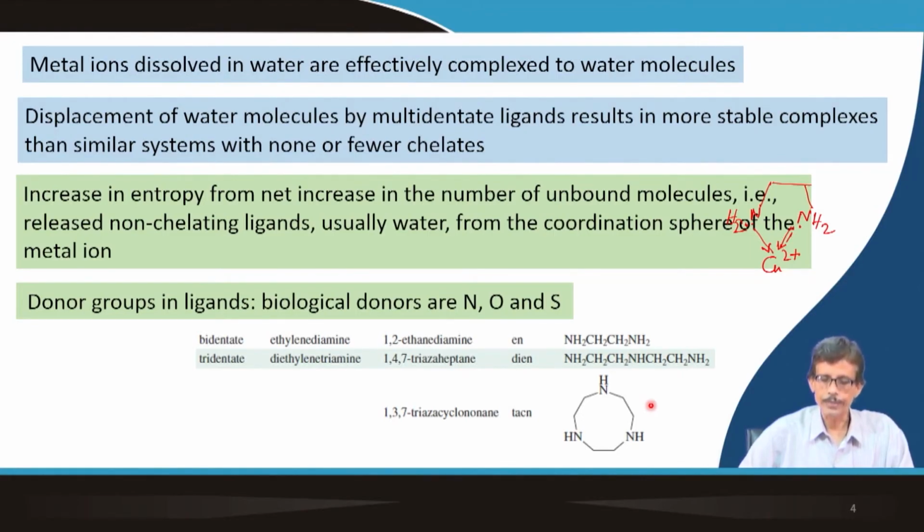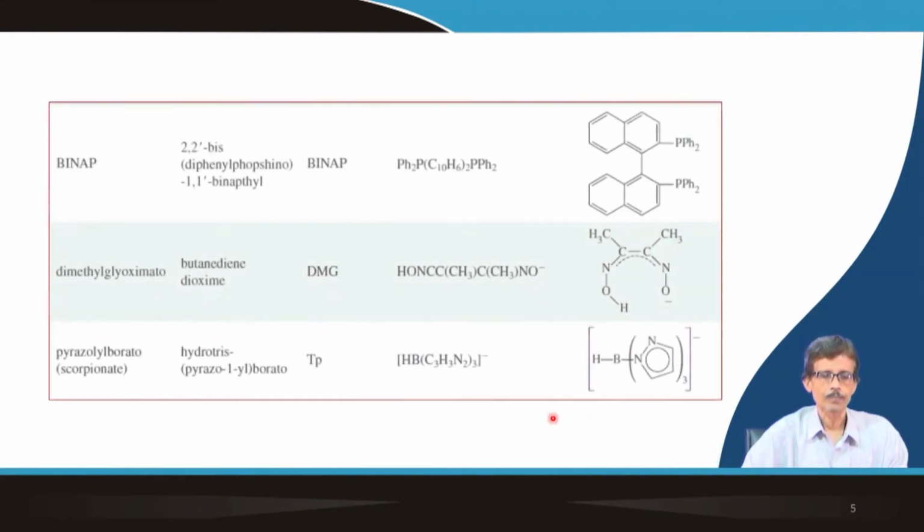So, 1,4,7 triazaheptane, remember, is a linear one. But the corresponding one, if you cyclize it, NH2 CH2 CH2 NH CH2 CH2 is a linear one, but this is a completely different one, which is known as TACN, triazacyclononane, a cyclic ligand. So, we will see what the advantages of using this particular cyclic ligand are compared to the linear ligand, and as we have seen, the linear ligand can have advantages over the simple monodentate ligands.